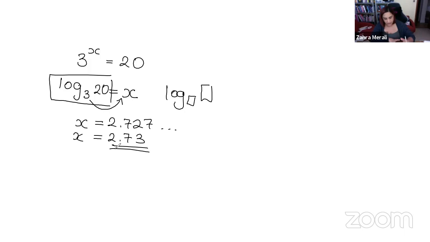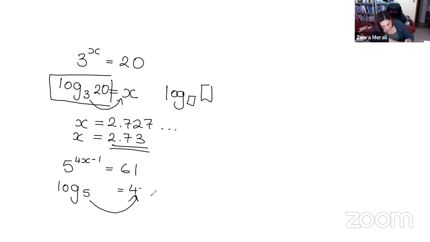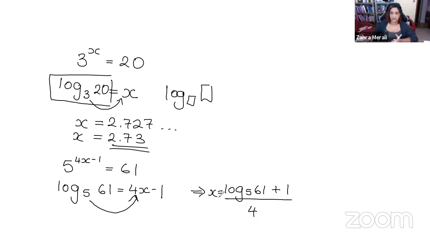Okay, in the same way, if it's a bit more complicated and you have 5 to the 4x minus 1 equals 61, my base is 5. So I've got 5 to the power of something, and the power in this case is 4x minus 1, equals 61. I can type log base 5 of 61 into my calculator. If I wanted an exact answer, I would say log base 5 of 61 plus 1, over 4, which is what x equals. You just leave it like that if it asks for an exact answer.